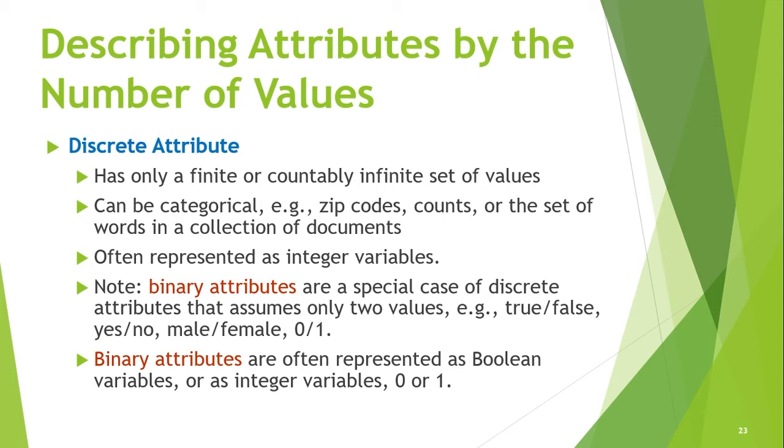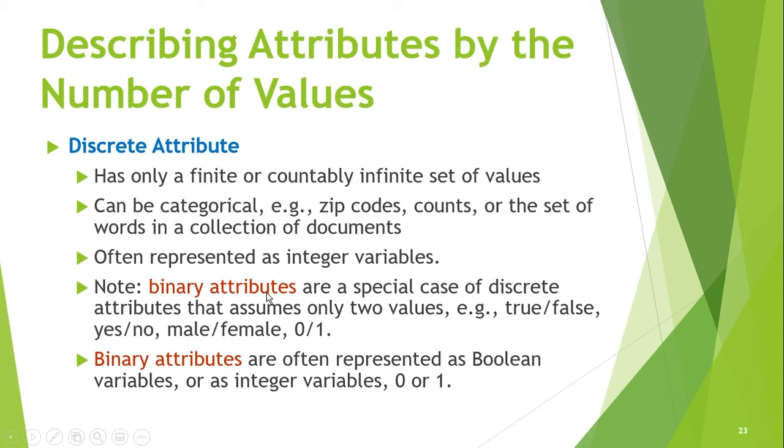Describing attributes by the number of values. We have discrete attribute. Discrete attribute has only a finite or countably infinite set of values. Countably infinite. So, ibig sabihin na ano pa rin, nakakount mo pa rin. It can be categorical, like zip codes, counts, or the set of words in a collection of documents, or often represented as integer variables.